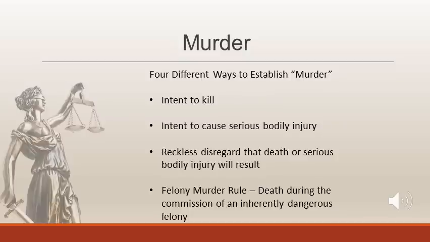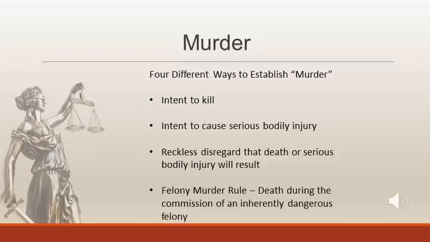The next way that we can establish murder is the reckless disregard that death or serious bodily injury will result. This goes back to the example that I mentioned earlier with going into a crowded theater and shooting a gun over everybody's head. There is a reckless disregard that someone is going to get hurt badly or that someone will die. So that would be your reckless disregard that death or serious bodily injury would result.